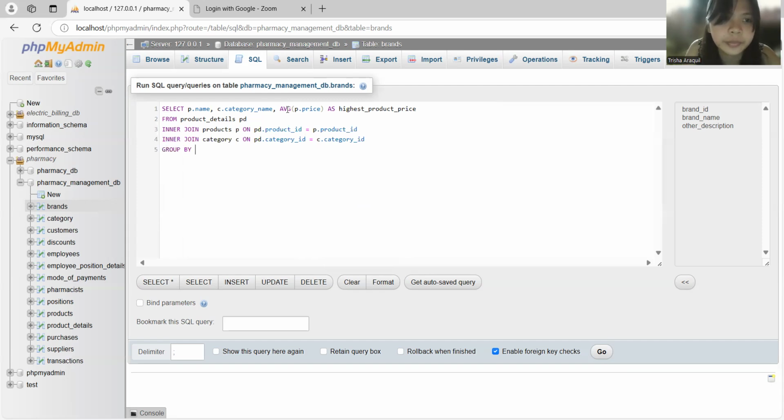Then group by the product ID, the product name, and the category name, and order by the highest product price in a descending order, and we have to limit it to 3.